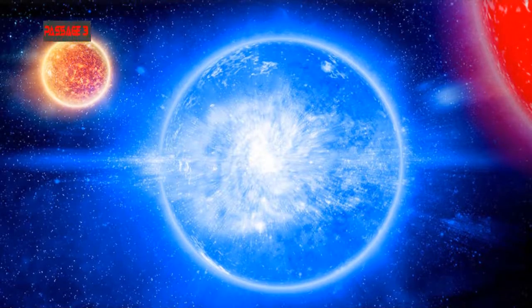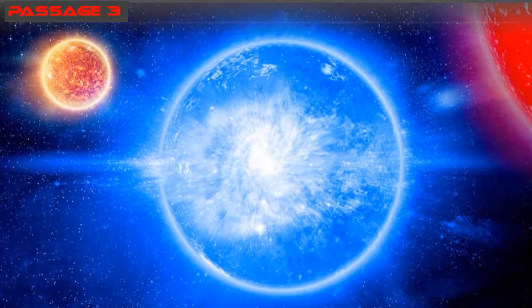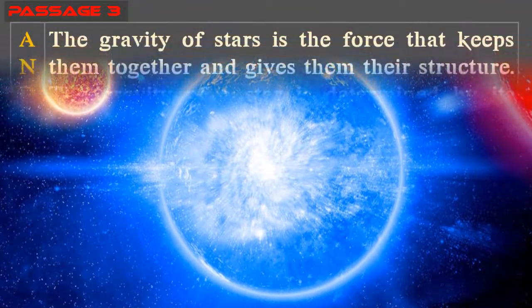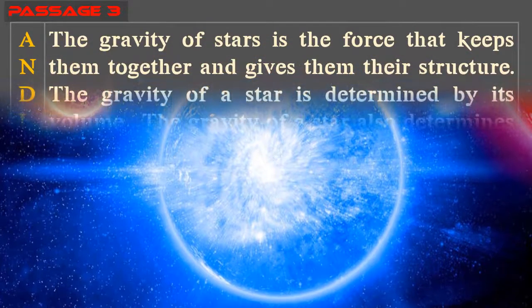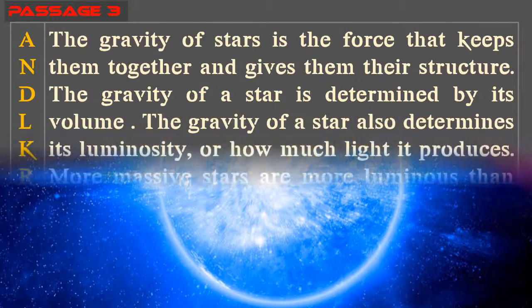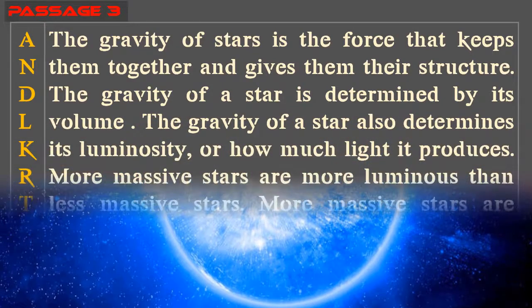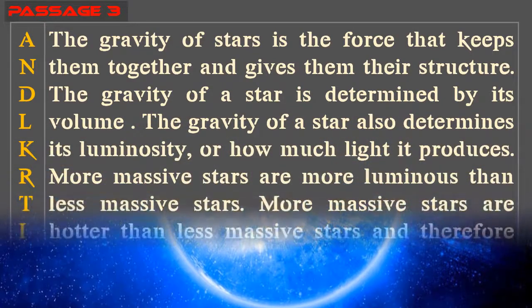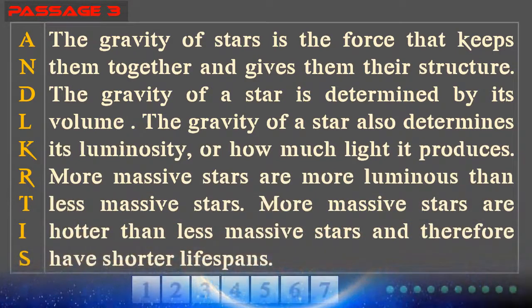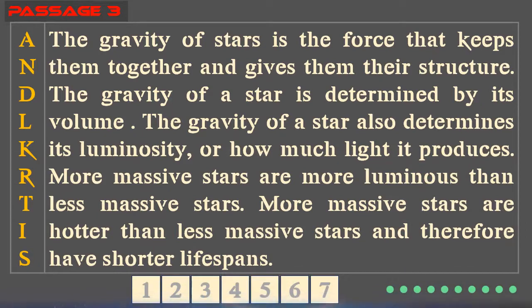Passage 3. The gravity of stars is the force that keeps them together and gives them their structure. The gravity of a star is determined by its volume. The gravity of a star also determines its luminosity, or how much light it produces. More massive stars are more luminous than less massive stars. More massive stars are hotter than less massive stars and therefore have shorter lifespans.